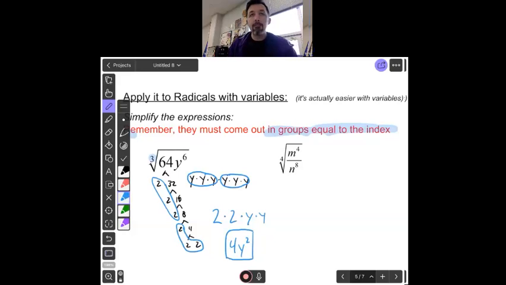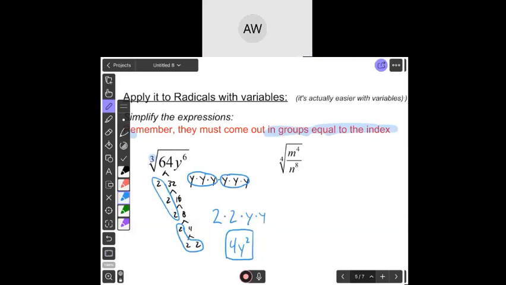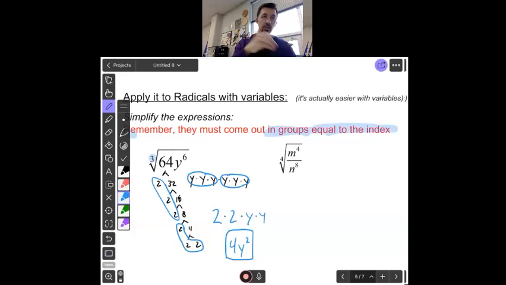So for each group of 3, you get 1. Because that group of 3 2's is really an 8, and the cube root of 8 is 2. And a group of y's is a y cubed, and the cube root of y cubed is just y. So the easy way for me to say it is each group gives me 1. I have 2 groups of 2, so I get 2 2's. I have 2 groups of y's, so I get 2 y's. Each group gives me 1.